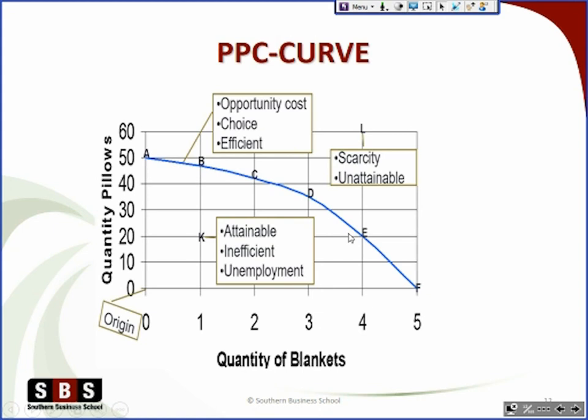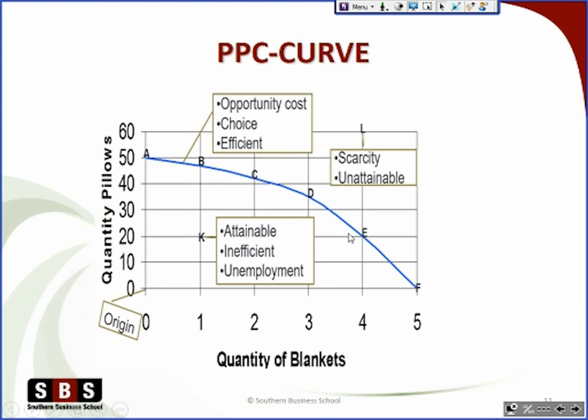Now, what's important on this curve, and there are questions about this, is where these points are. Point K, as you can see, you can call it any point, lies inside the curve. It represents a combination of the 2 goods that is attainable, but it's not efficient, because at point K you can get 20 pillows and 1 blanket. But on the curve, at B for instance, you get 45 pillows for 1 blanket. So here it's only 20, so it's not efficient. If you stay on the curve, you can get more pillows. Point K is attainable but inefficient, and it normally represents unemployment. That's not so important. The first 2 are what matter: attainable but inefficient.